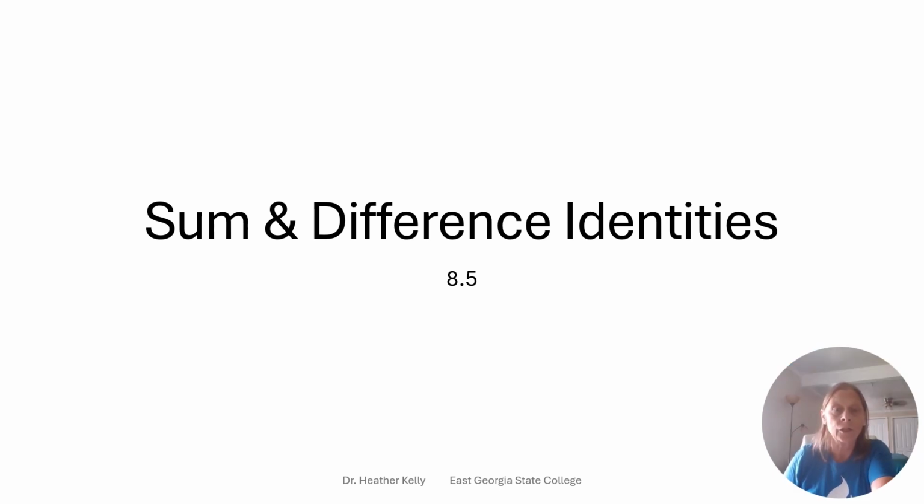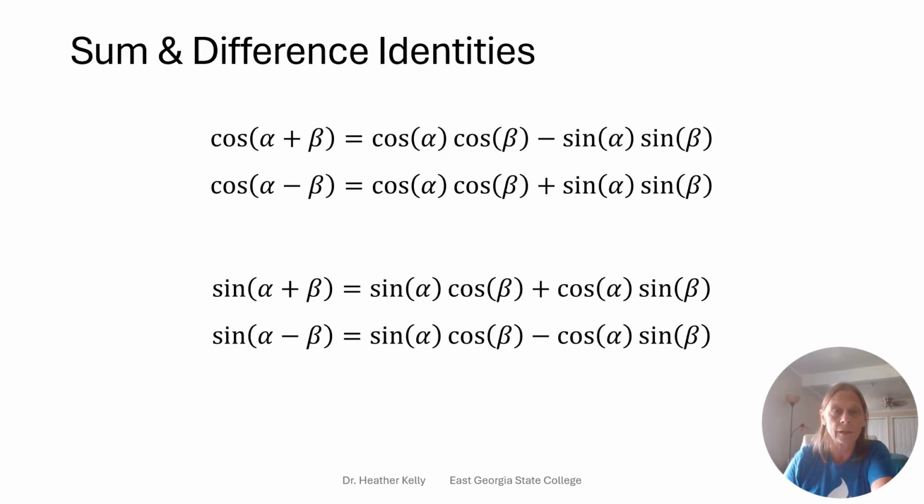Okay, let's continue on here in chapter 8. Today we're going to talk about the sum and difference identities. These are the sum and difference identities for cosine and sine. If you'd like, take a moment, pause the video now, and write these down so you can refer back to them as we go through for your you-do examples.